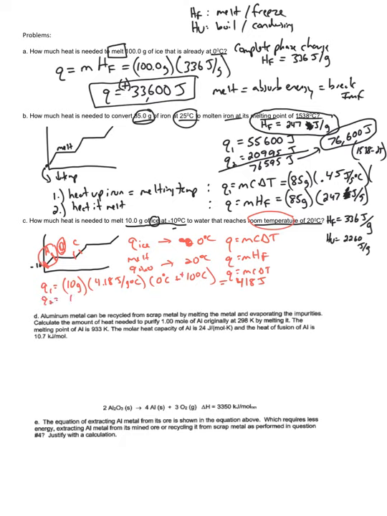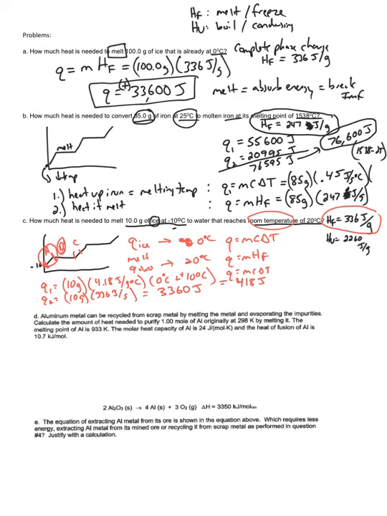Okay, Q2. Now I've got to melt it. The heat of fusion, HF, of water is 336 joules per gram. Times 10, and I get 3,360 joules. 3,360 joules just to melt the ice into water. Now that's still water at 0 degrees.